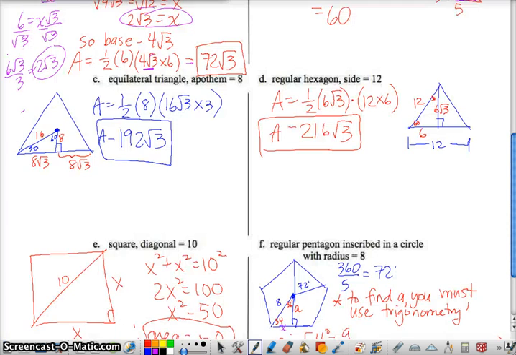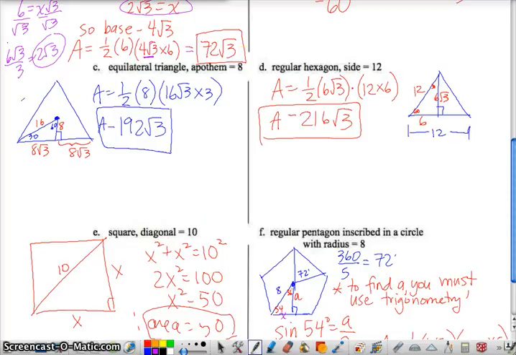For letter C, an equilateral triangle with an apothem of 8. Now look at this funny picture. This is what it means, that remember the apothem goes from the center to one of the sides. It splits it in half, and it intersects at 90 degrees. So therefore, if this is equilateral, that means this was a 60-degree angle down here, so when I split it, I get a 30-degree angle here in the lower left corner, a 60-degree angle here, and this is 90 degrees.